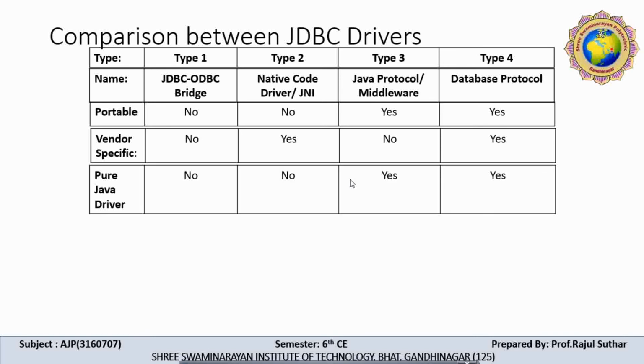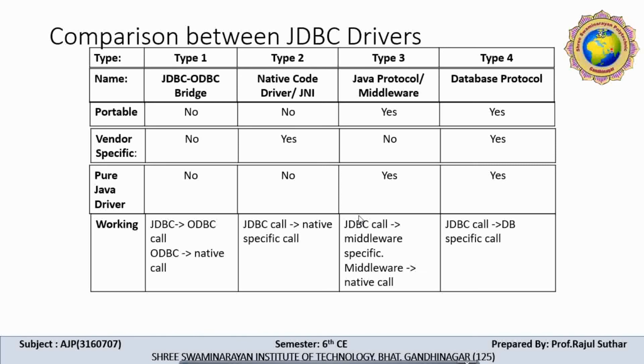Then pure Java driver. Pure Java means we do not require any vendor. So in type 1 and type 2 we require the vendor, so it is not called a pure Java driver. But type 3 and type 4 are directly connected with the database. So we can say pure Java driver: type 3 and type 4 both are directly connected to the database. Java applications are directly connected with the database. So we can say that type 3 and type 4 both are pure Java drivers.